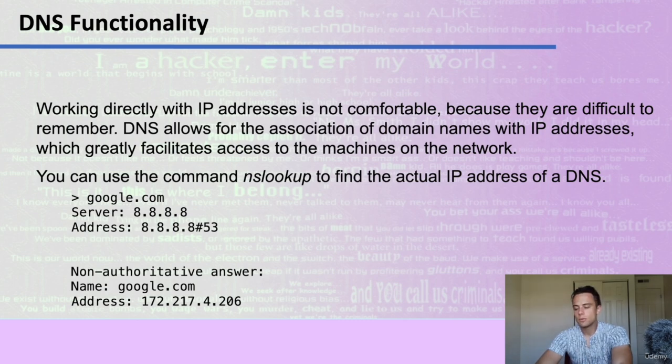So for example, if we check the IP address of google.com, you can see that it's 8.8.8.8, and the non-authoritative server of Google is going to be actually 172.217.4.206. But how do we check that? There is actually one command that you can use on basically every device, and this is called nslookup. So let's go now to the terminal and see how this command actually works.